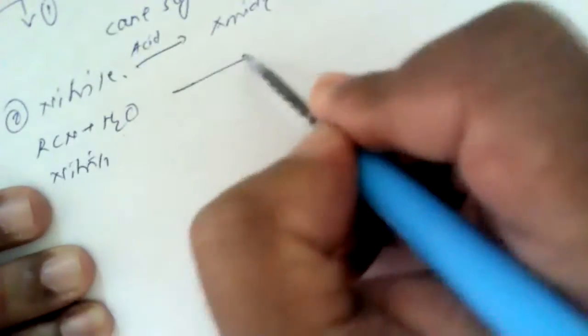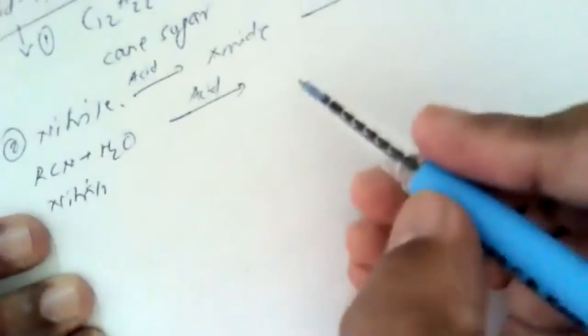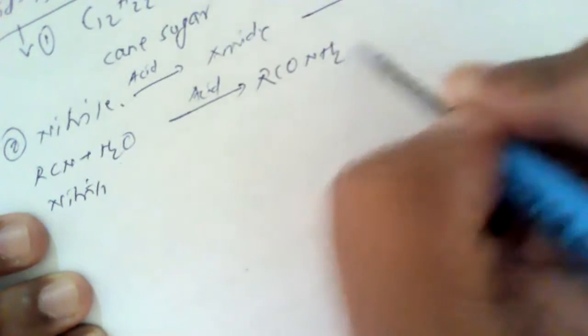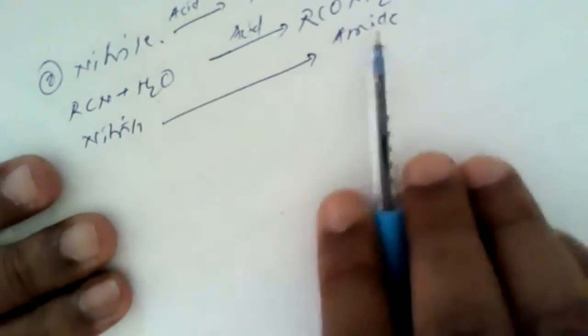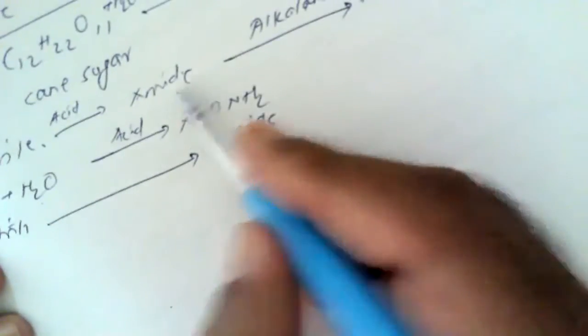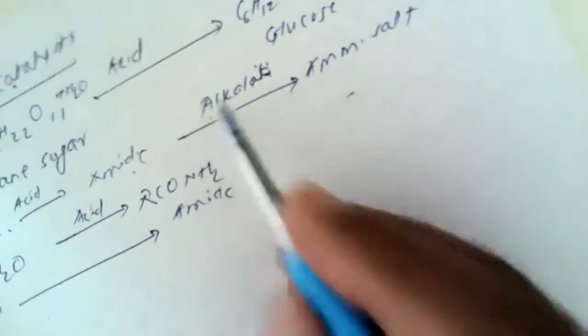For example, RCN in presence of water, this is known as a nitrile. In presence of the acid, for example HCl, which is also known as a dilute mineral acid, it can form amide RCONH2. This is known as an amide. So conversion of nitrile to amide is possible in presence of this acid. Now the second step is the conversion of amide into ammonium salt in presence of base or alkali.